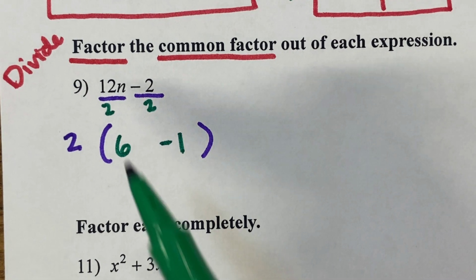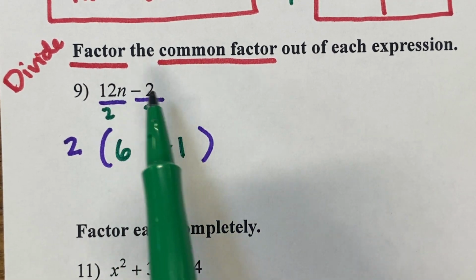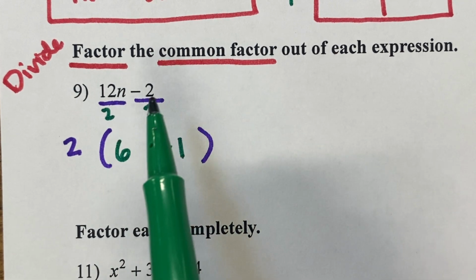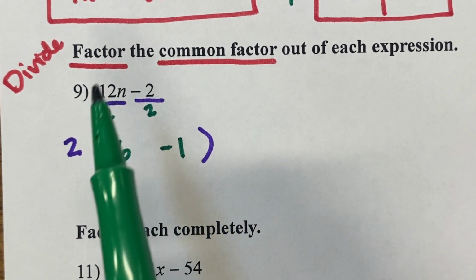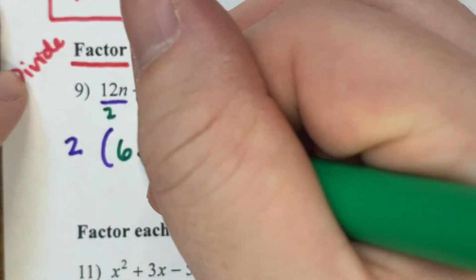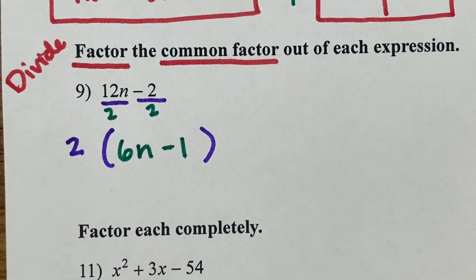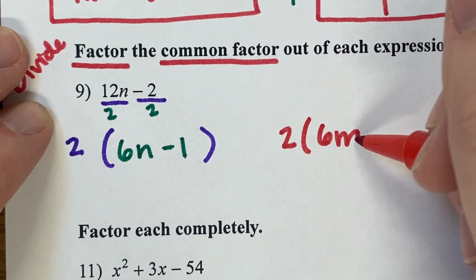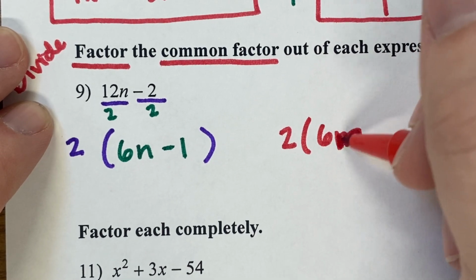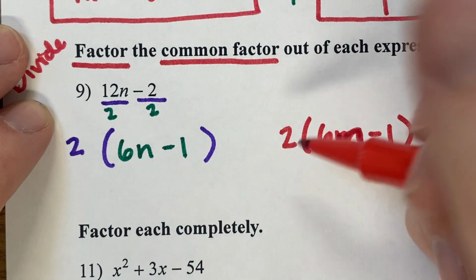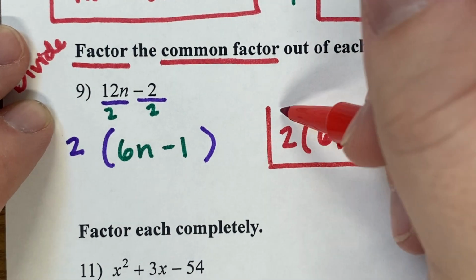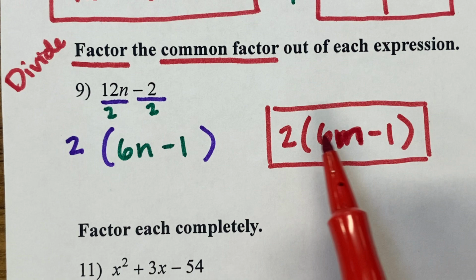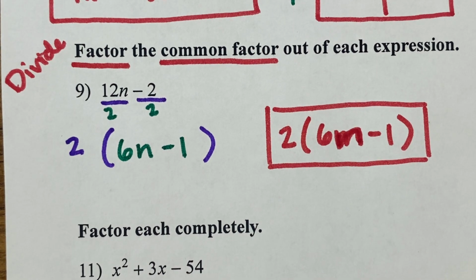Okay, well, now I need to worry about this n. We can only factor out the n if they both have at least an n. My first term has an n, my second term doesn't, so we cannot factor out that n, so it has to stay inside. So our final answer is just 2 times (6n minus 1), whoops, I totally just wrote m. And there's our factored expression. We factored out the common factor, which was 2 in this case, because 2 goes into 2 and 12.